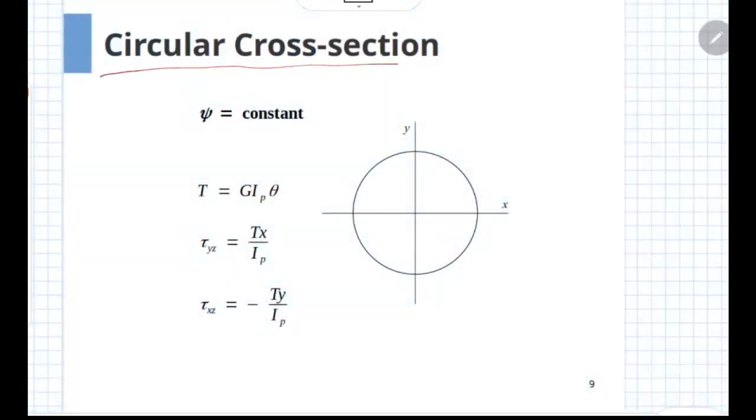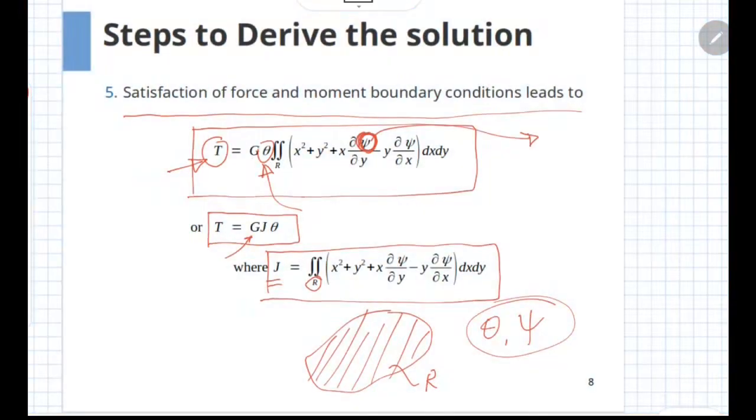So for a circular cross section, it can be shown that the warping function psi is a constant, and in this case the expression for the torque reduces to the familiar equation where J takes the form of the polar moment of inertia. Just look at the expression for J.